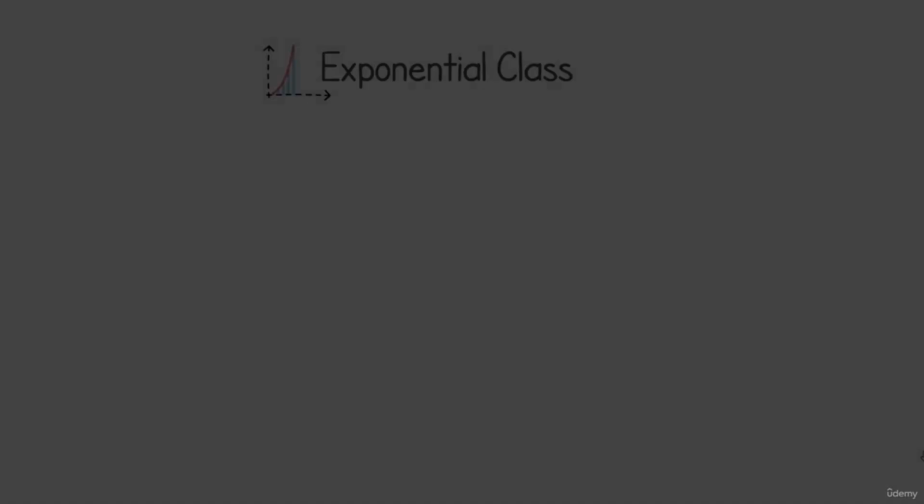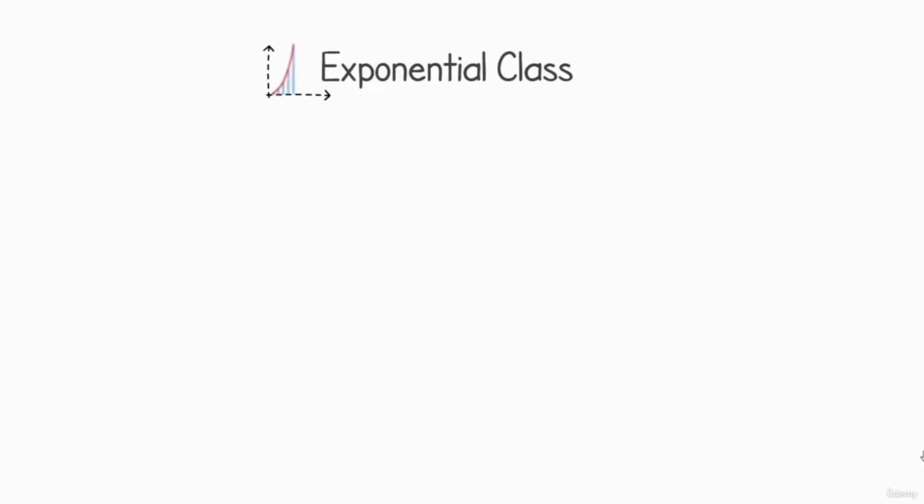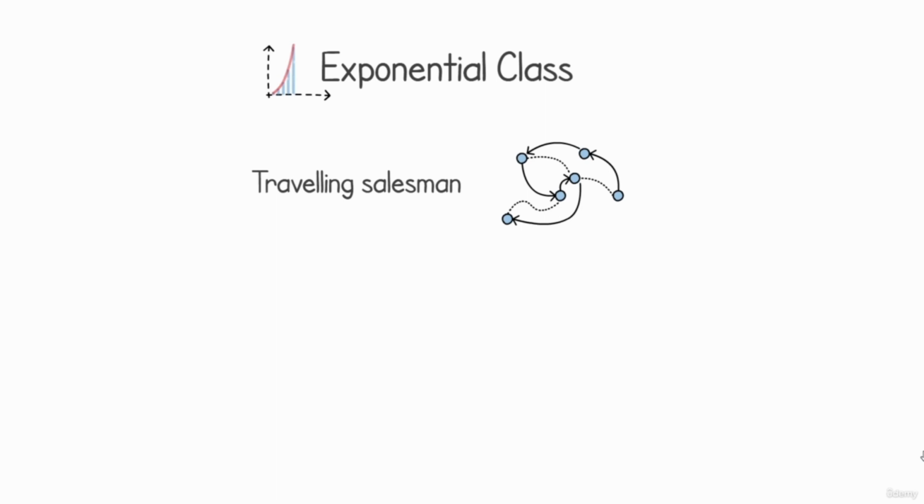Hello everyone, in this video we will see an algorithm that belongs to this exponential complexity class. In this exponential complexity class there are many problems for which we don't know if there is a faster algorithm than the exponential one. Probably the most famous problem in this area is the traveling salesman problem. This is when you have a traveling salesman who wants to visit a number of cities exactly once and wants to find the route that is the shortest distance through all of these cities.